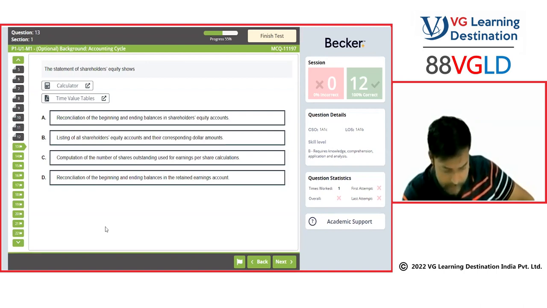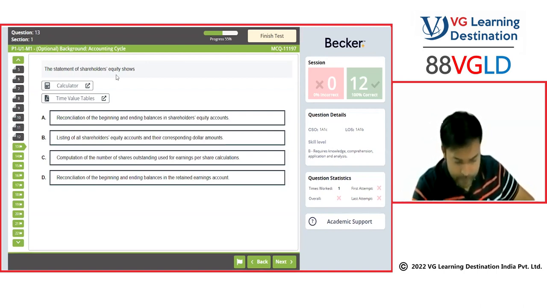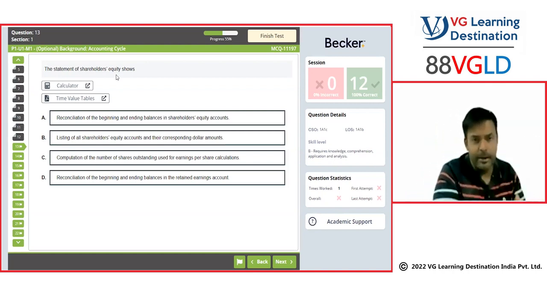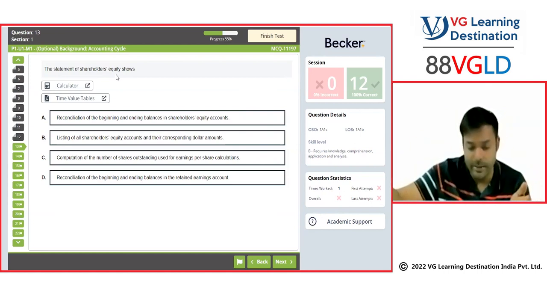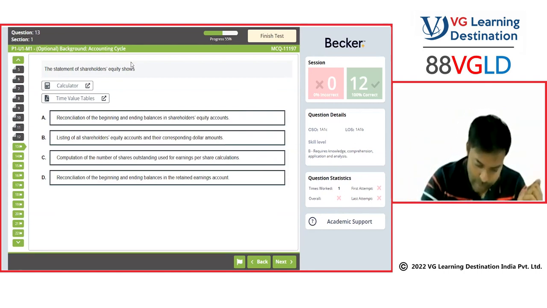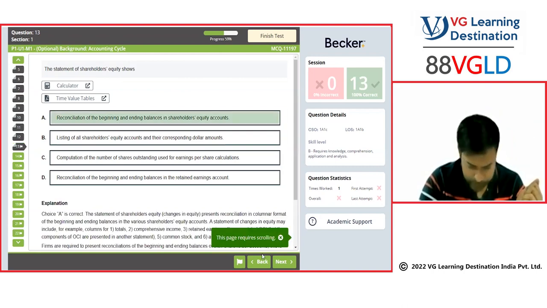I got A as the answer. Let's see. Still, statement of the shareholders' equity. We will discuss about this, but basically it shows how much is the beginning equity for you guys and how the equity is actually changing in that case, which is known as the statement of shareholders' equity, right?